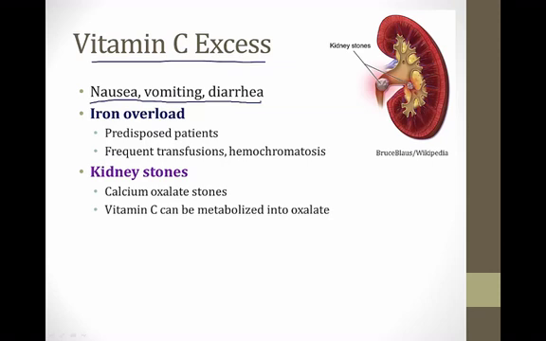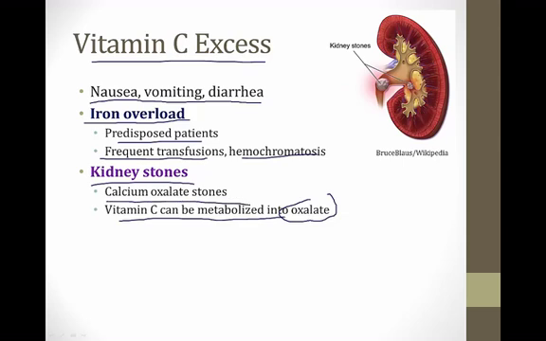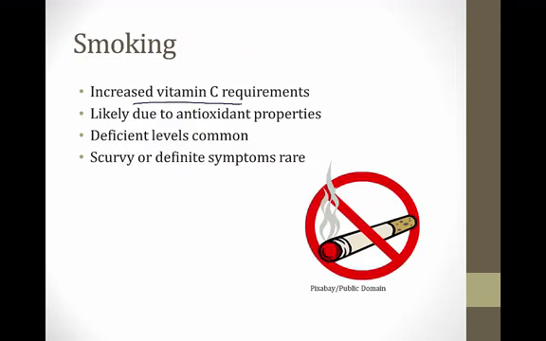The things they will want you to know about this for Step 1 include that it can cause iron overload. As we saw before, vitamin C leads to absorption of iron, and if you are predisposed to iron overload, for example, if you have hemochromatosis or frequent blood transfusions, then consuming too much vitamin C can worsen the iron overload syndrome. Another problem that occurs from vitamin C excess is kidney stones. Vitamin C can be metabolized into oxalate, and therefore people who consume too much vitamin C can develop calcium oxalate kidney stones.